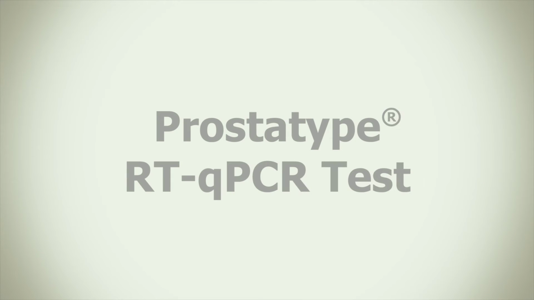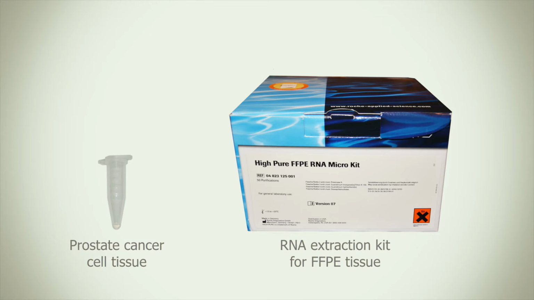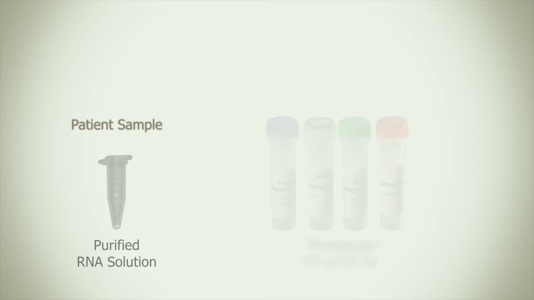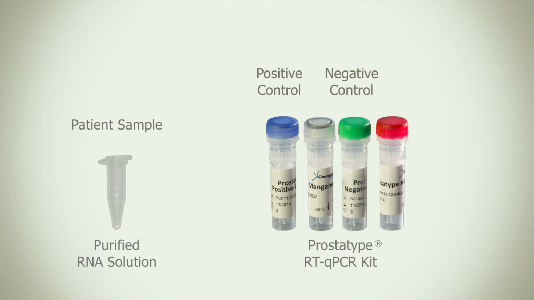Prostatype RT-qPCR test. A commercially available RNA extraction kit for FFPE tissue is used for RNA extraction for scraped samples according to its instructions. Purified RNA solution is the input of Prostatype RT-qPCR test kit. Each RNA solution sample should be run as triplicates in RT-qPCR reactions.